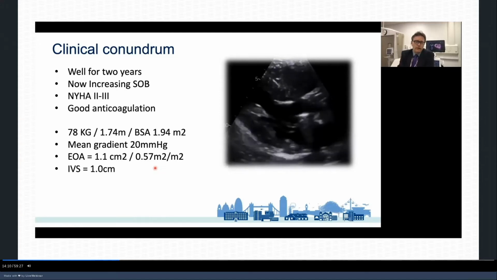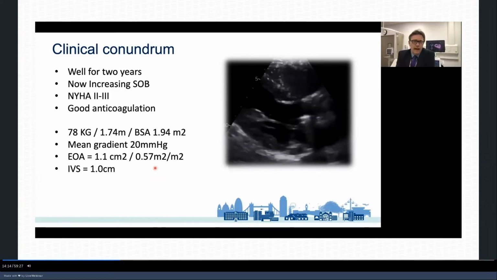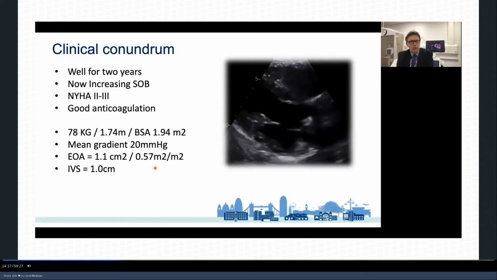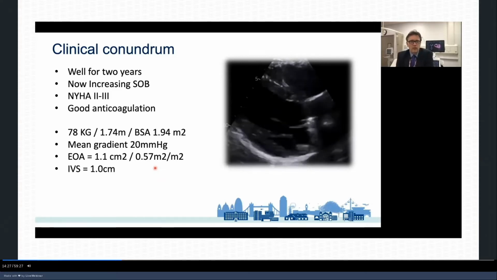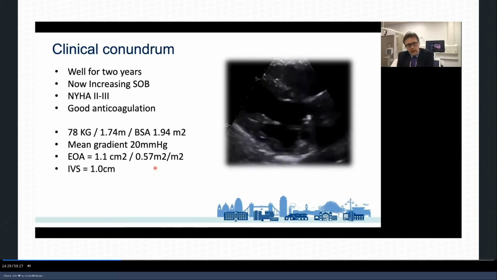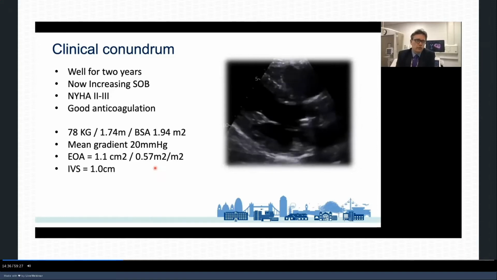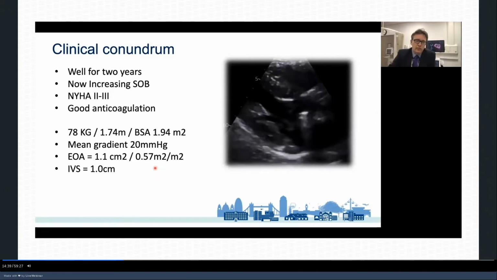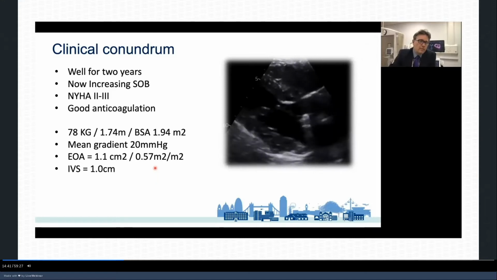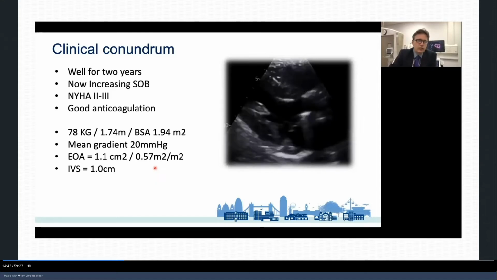So his weight has gone up to 78 kilograms, not by any means obese, and consequently his body surface area has gone up to 1.94 meters squared. The mean gradient across his valve is now 20 millimeters of mercury, and the effective orifice area is much closer to 1, with an indexed effective orifice area of 0.57, thus pushing him into the patient prosthesis mismatch zone. His interventricular septum remains the same, or if anything, slightly increased.